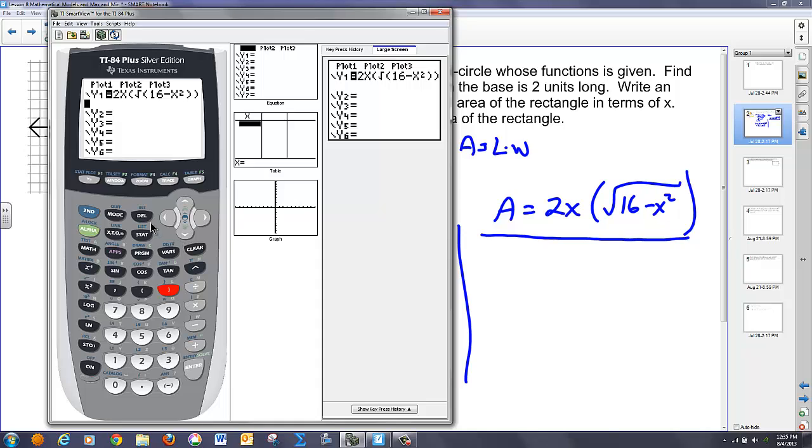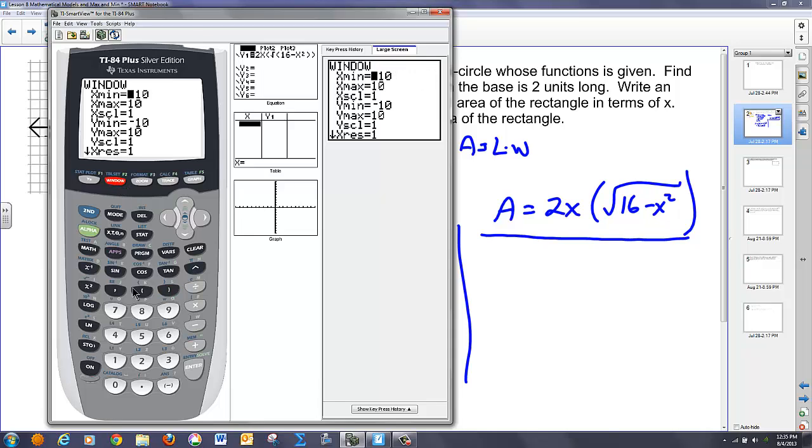So what I'm going to do is I'm going to set my calculator up to see appropriate values of the curve. I don't want to use negative numbers because it doesn't make sense to have a negative x value. We're just going to use positive x values. So if I want to see this whole curve, I'm going to graph this in a window from 0 to, let's say, 6. That way I guarantee I'll see everything.